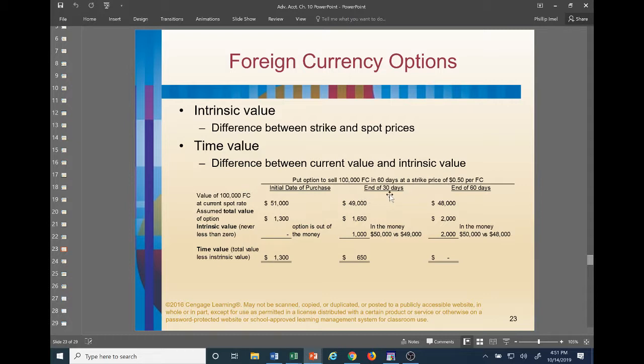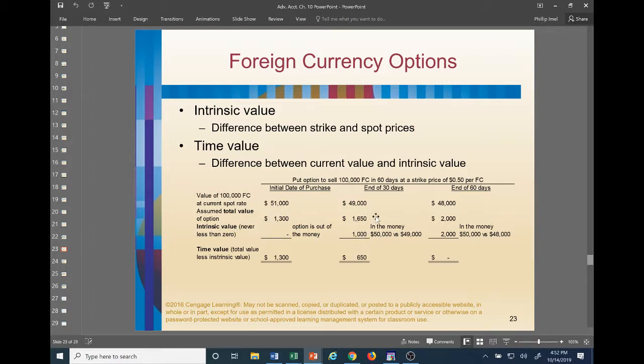Now, at the end of 30 days, the value of 100,000 foreign currency at the current spot rate is going to be 49,000. So the assumed total value of the option is $1,650. In this case, the intrinsic value is 1,000, 50,000 versus 49,000, so we're in the money here. The total value of the option, once again, is assumed to be $1,650. The intrinsic value is 1,000, so therefore the time value is going to be $650. So once again, it's the total value less the intrinsic value.